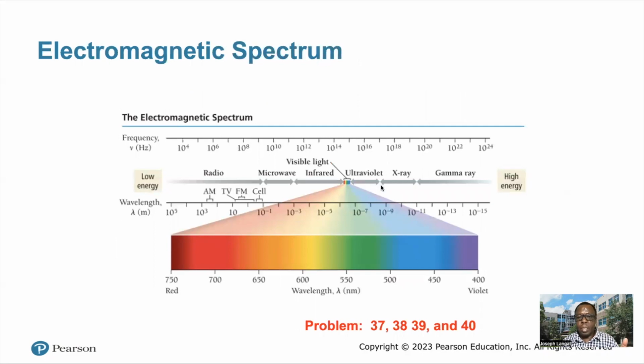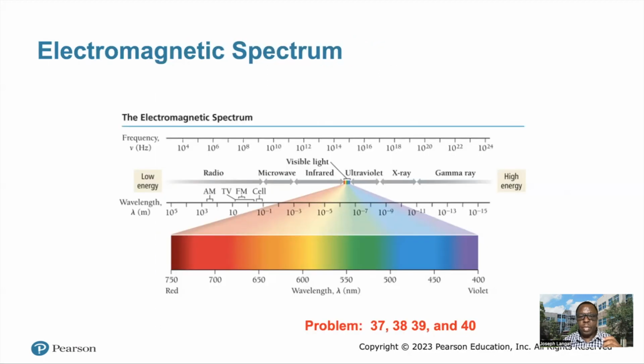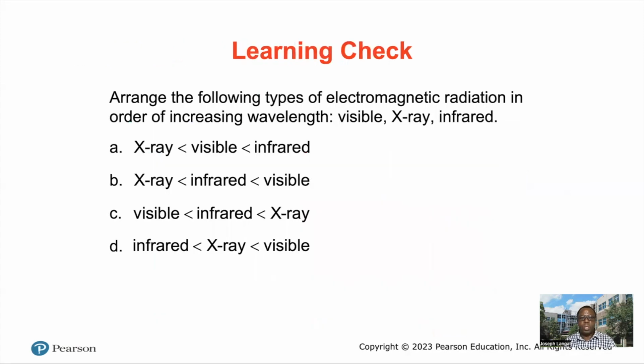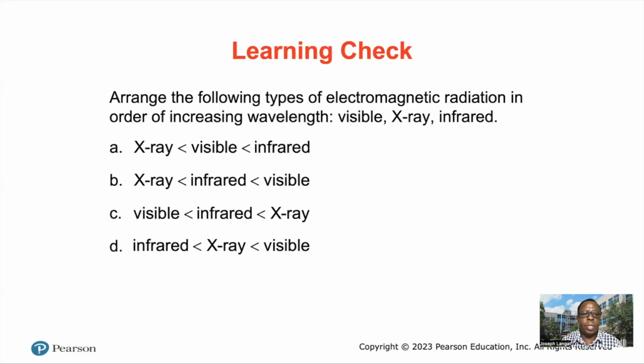And if I look at the gamma, X-ray, and infrared, it's going to be gamma, X-ray, visible, and infrared. X-ray, visible region, and infrared, according to increase in wavelength. So the correct answer is A for that.